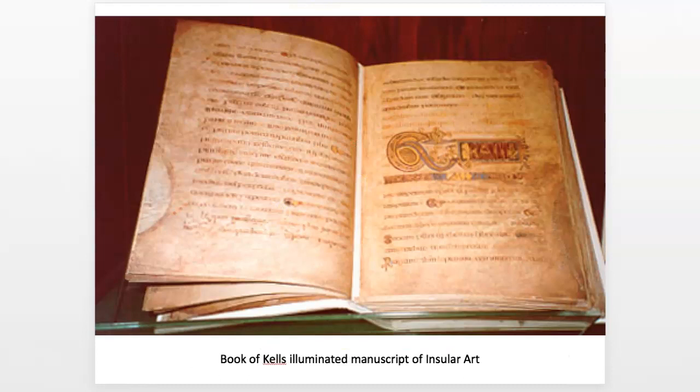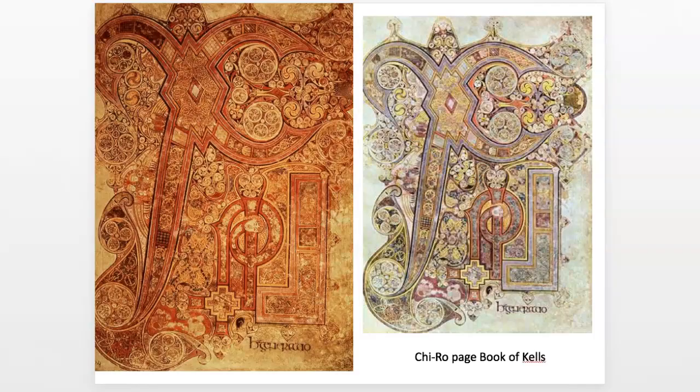We'll look at this Book of Kells, which is another really, really elaborately illuminated manuscript of insular art. And one of the pages, which is called the Chi Rho page from the Book of Kells, is an interesting page because there's a P and an X.